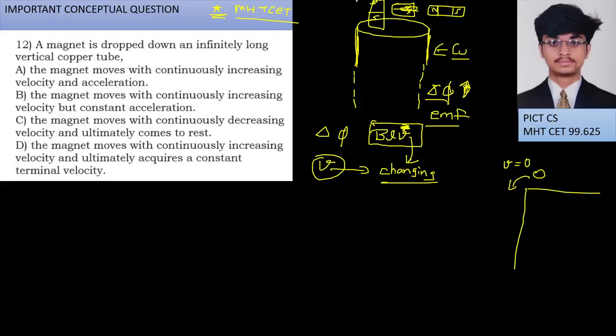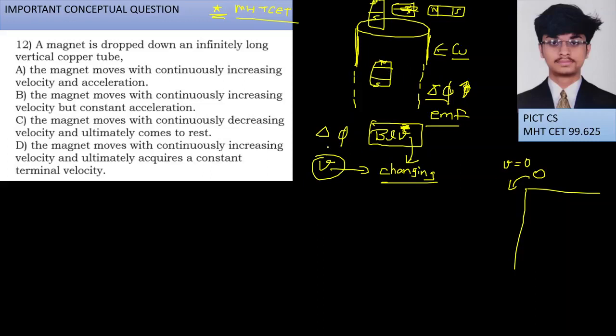So what will happen? Initially it was up, having some velocity. Now, as we have dropped it, and it's an infinitely long vertical copper tube, it's not like it comes out of it. So we have to consider it will remain in the tube. When it is somewhere in the middle of this tube, north and south, it's gaining velocity.